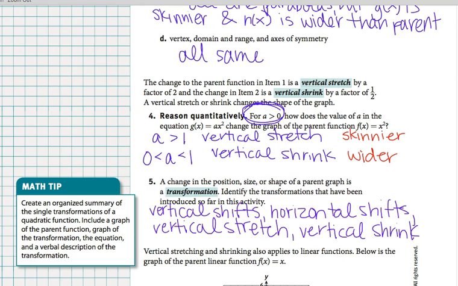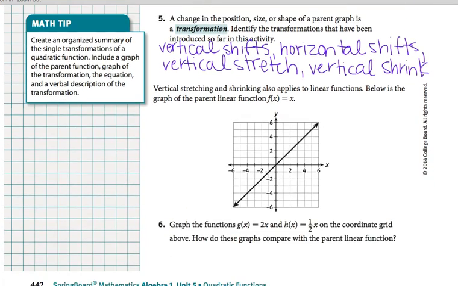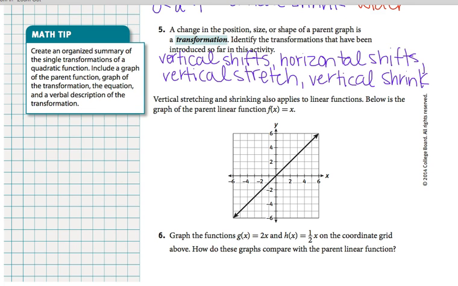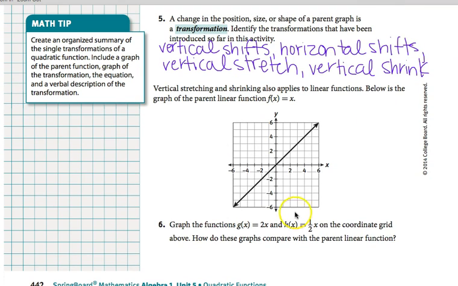So now they're showing us that vertical stretching and shrinking also applies to linear functions. And here it gives us the linear parent function f of x equals x that we looked at back, I think it was unit 3, that we first looked at transformations. So in number 6, it wants us to graph the functions g of x equals 2x and h of x equals 1/2 x on the coordinate grid. So back to reviewing how to graph a line.